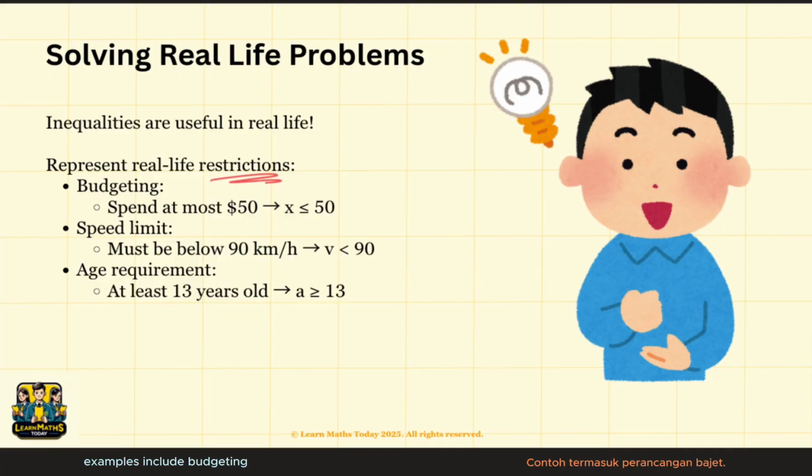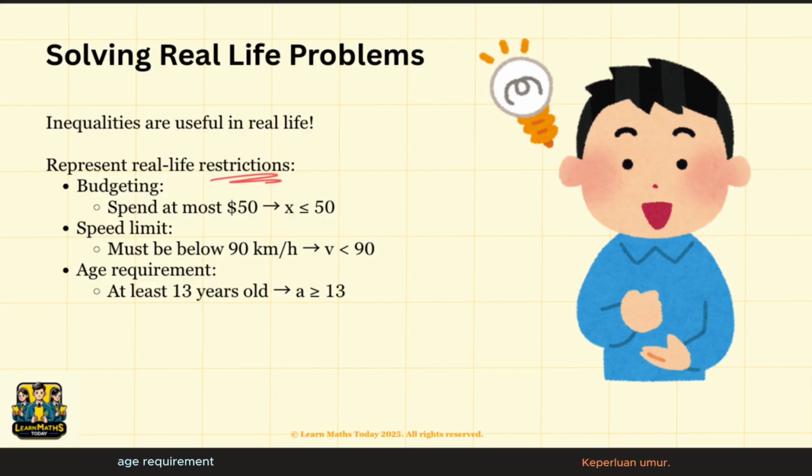Examples include budgeting. If you can spend at most $50, let x be the amount spent. This can be written as x ≤ 50. Speed limit. If you must drive below 90 km per hour, let v be the speed. This can be written as v < 90.